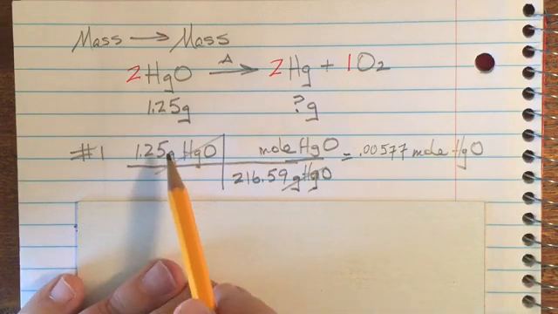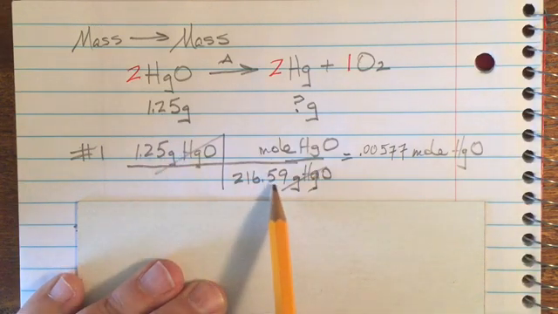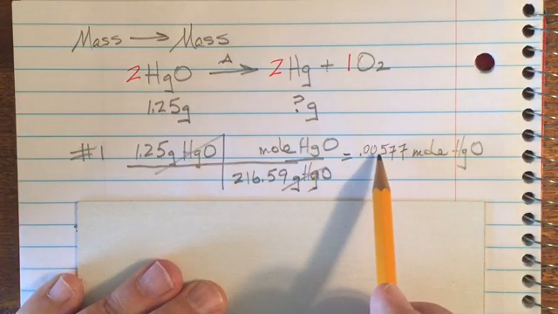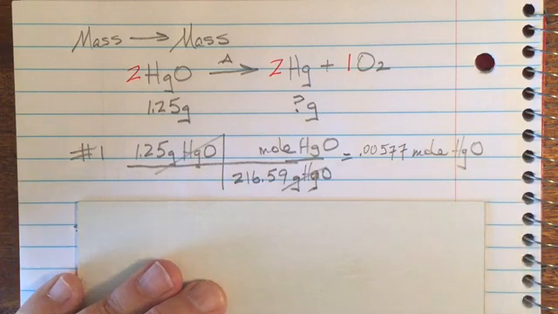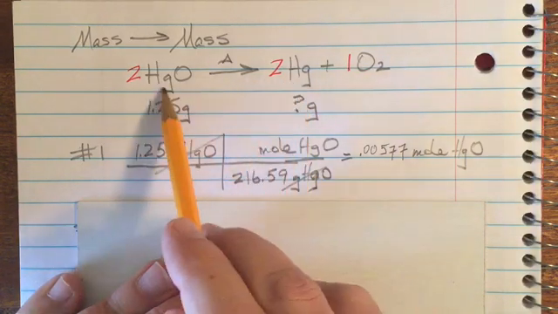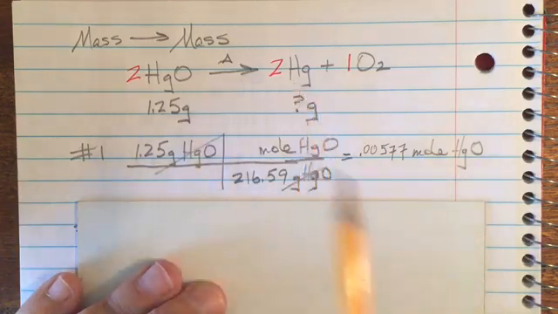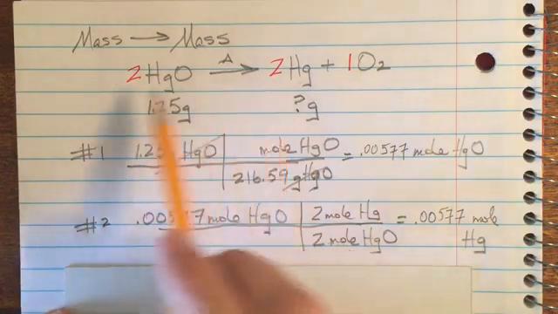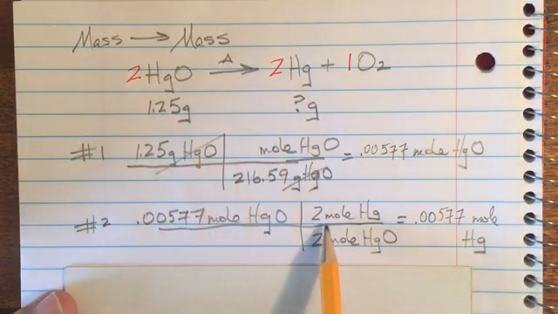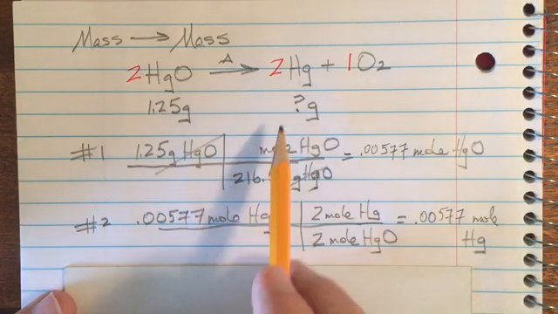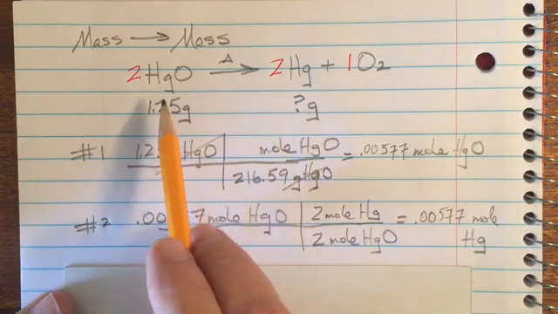When I divide the mass given by the molar mass of this substance, I get an answer of 0.00577 moles of mercury oxide. In the next step, I'm going to apply the mole ratio of mercury to mercury oxide to get the number of moles of mercury. The second step is pretty straightforward because the ratio turns out to be 2 to 2 or 1 to 1, and your unit factor is 2 moles of Hg over 2 moles of HgO. So it turns out you have the same number of moles produced as you started with.